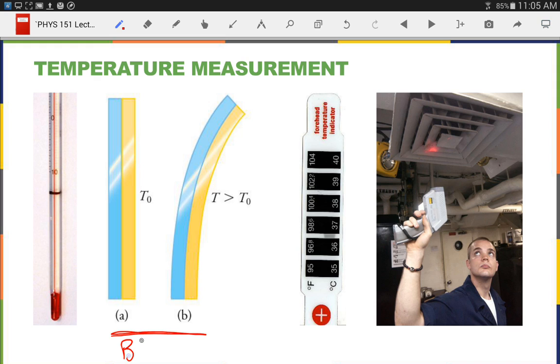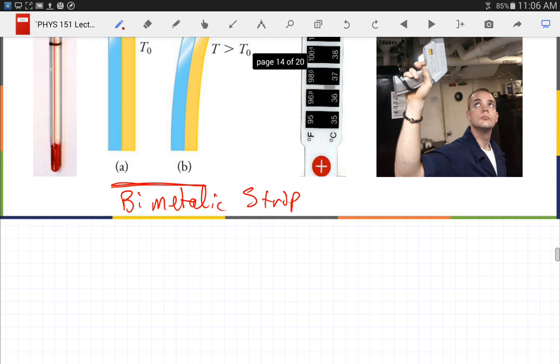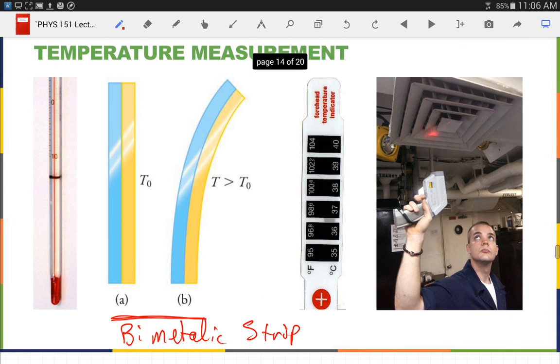This here is called a bimetallic strip. And it probably has 2 L's in metallic. I can't tell. I'm going to erase it. Maybe. The bimetallic strip is made by having 2 pieces of metal that are dissimilar.